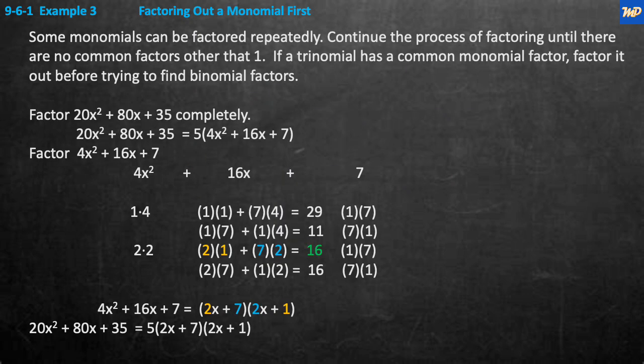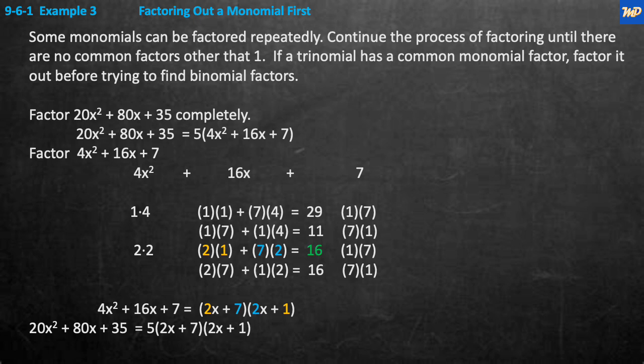Example 3, factoring out a monomial first. Some monomials can be factored repeatedly. Continue the process of factoring until there are no common factors other than 1. If a trinomial has a common monomial factor, factor it out before trying to find the binomial factors. Okay, so let's take this one here. Let's factor 20x squared plus 80x plus 35 completely, it says.